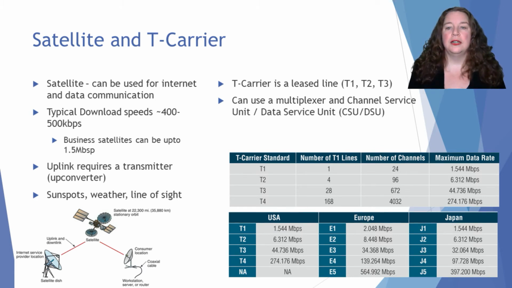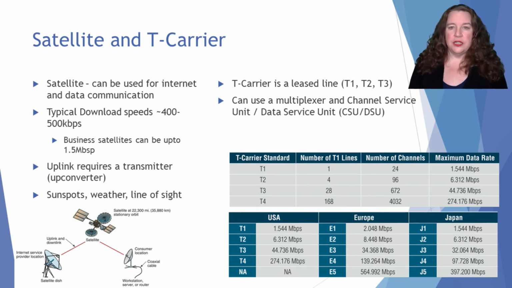So when you're up to 168 T1 lines, you're looking at 4,000 channels or a maximum speed of 274,000 megabits, or 274 gigabits per second. So a T4 line is going really fast. A really important thing with T1 lines is that they're going to use a multiplexer and then this channel service unit, data service unit concept to get those channels together, get the data together, and organize everything.